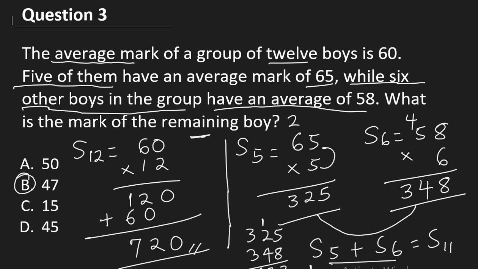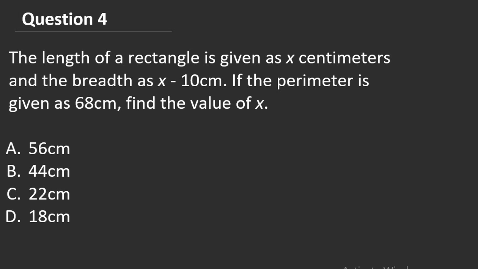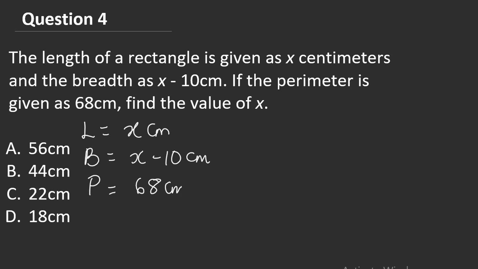Okay, let's take a look at question number 4. This question says, the length of a rectangle is given as x centimeters. Let's bring it out. The length of the rectangle is x centimeters, and the breadth B is x minus 10 centimeters. If the perimeter P is 68 centimeters, find the value of x.